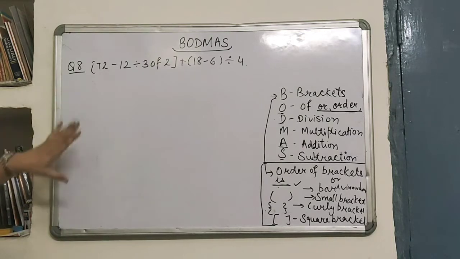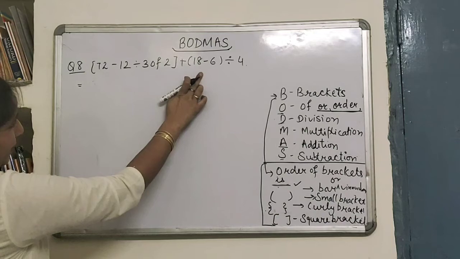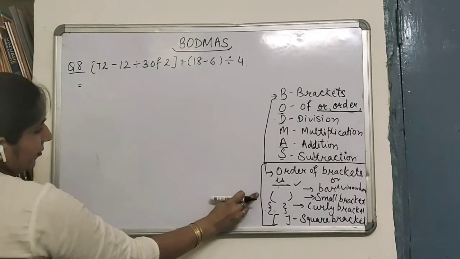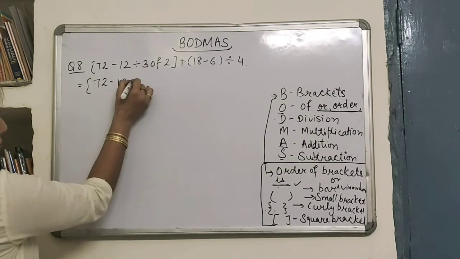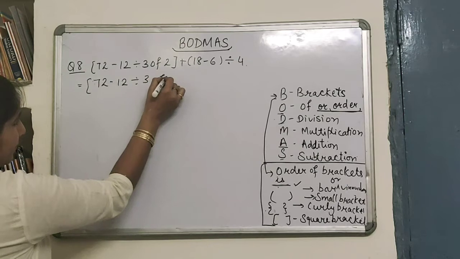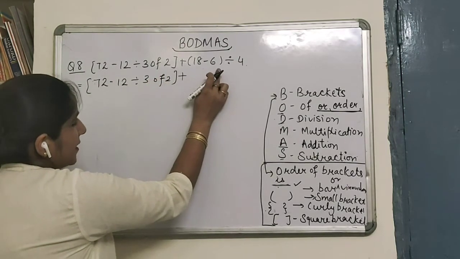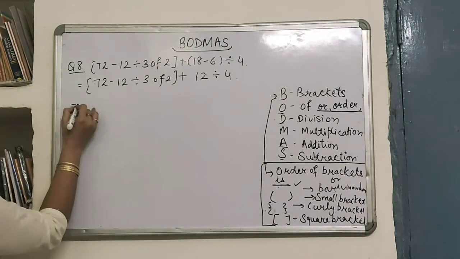Now question number 8, students, let us start solving it. You can see here there is small bracket present. So first of all we solve the brackets, and in brackets first of all small bracket. So rest all things I am writing same, not solving the square bracket. Now 18 minus 6 is 12. So I am writing it first.